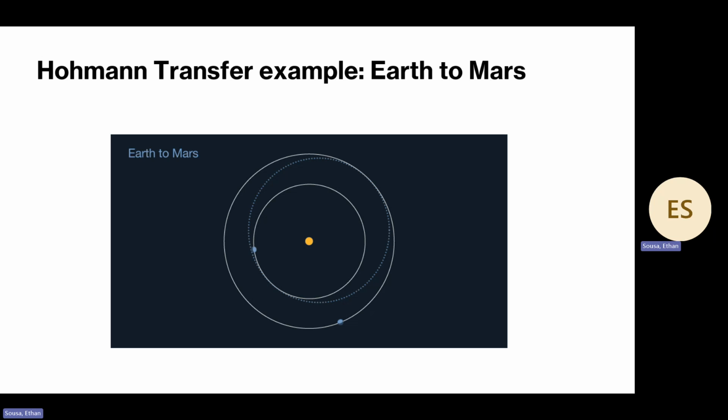Now this is an example of a Hohmann transfer window, specifically from Earth to Mars, showing how the trajectory for a potential mission would go. It relies on the target planet being a certain angle ahead of Earth when the mission is launched.